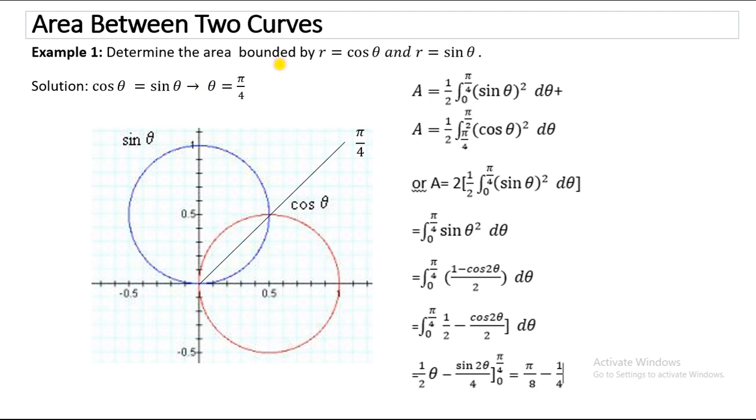Determine the area bounded by r equals cosine theta and r equals sine theta. I know r equals cosine theta and r equals sine theta are equations of circles. The graph of r equals cosine theta is this circle, and r equals sine theta is this circle.